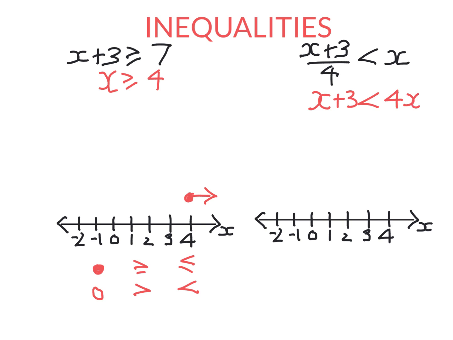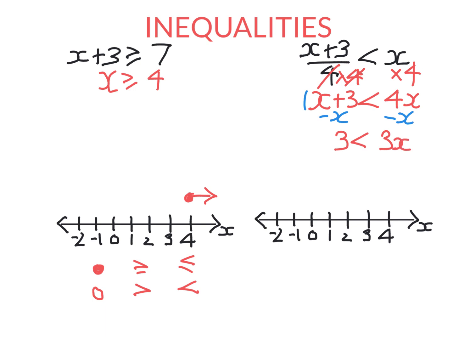We would times each side by 4. What you do to one side, you must do to the other. Timesing by 4 gets rid of the fraction. So we know for equations, when you have a pronumeral on both sides, you subtract the one with the lowest coefficient. This is a 1x. So I'm going to subtract x from both sides, just as I would for an equation. So I'm left with 3 is less than 4x minus x, which is 3x.